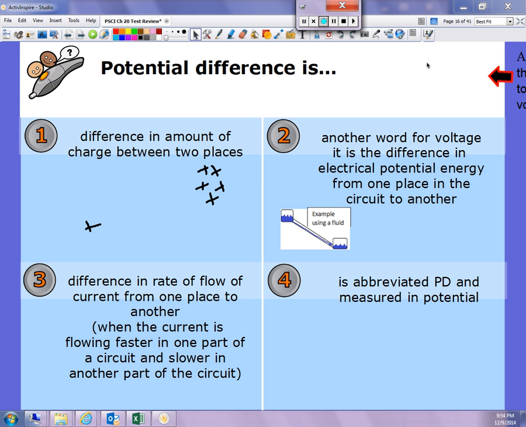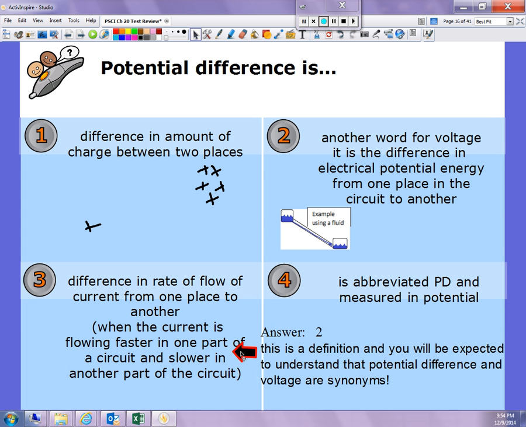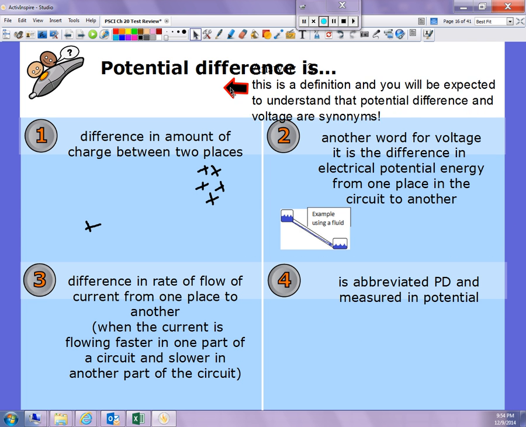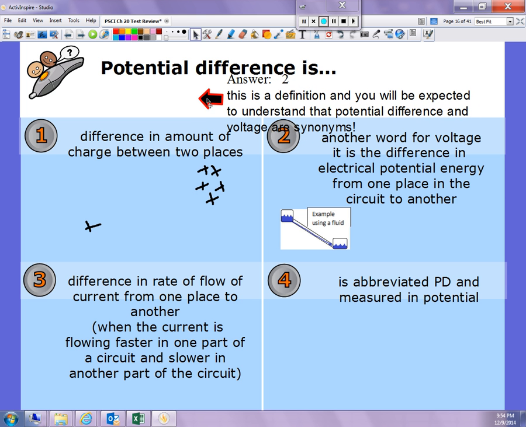All right, last check for answers. So the answer to the question is number two. Number two is the correct answer. I'll put it up here so we can see it. This is the definition. Potential difference is a synonym for voltage. That is the difference in the electrical potential energy between two places in our circuit. And that was a definition that we needed to know.